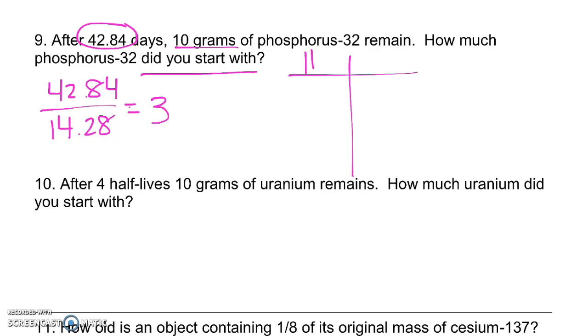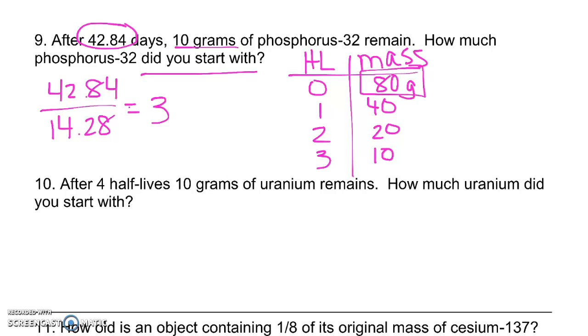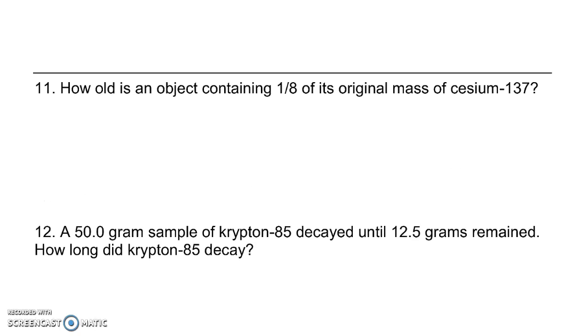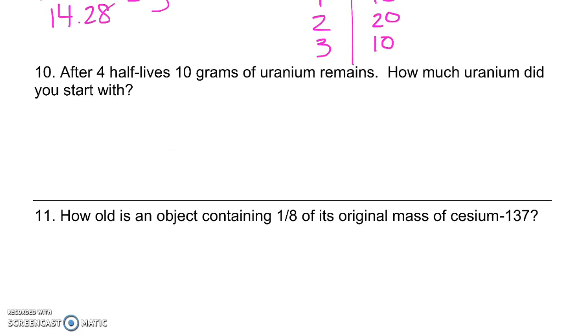Set up my chart. They're giving me grams, so my other column is going to be mass. 3 half-lives went by, 0, 1, 2, 3. So how is this going to be different? If I ended with 10 grams, I have to put that 10 down here. Now to go down a chart, I have to cut the masses in half. What do you think we'd have to do to go up a chart? We'd have to double it. So we started with 80 grams. Okay. Number 11, that's the last one actually. You guys can try number 10 on your own, so pause the video right now, give it a try.